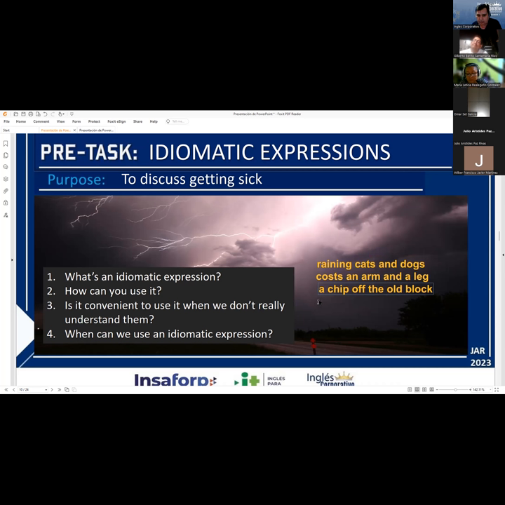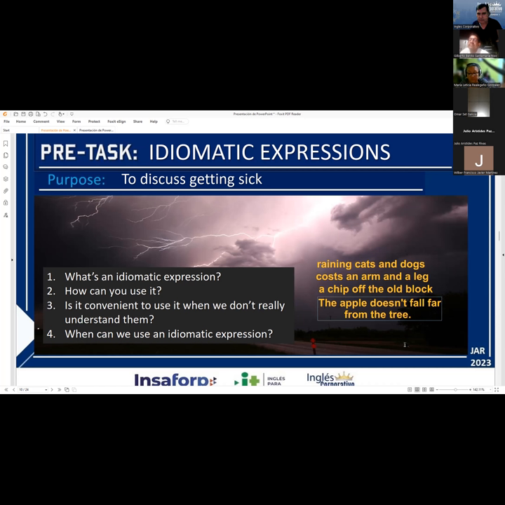Or if you want, the apple doesn't fall far from the tree. What's the meaning? Like you were saying, like father, like son. La manzana no cae lejos del árbol.